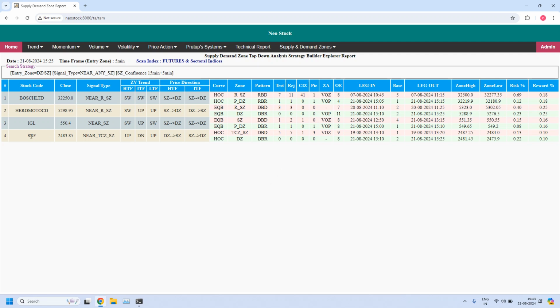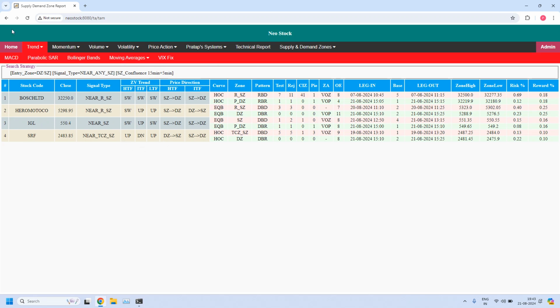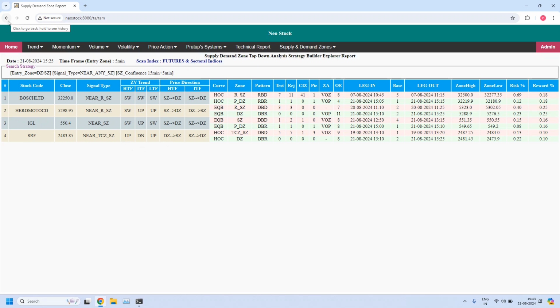Out of these 4, first one and the fourth one are already pierced. Even third one also. Oh, sorry, I am seeing in OE. Here, first one is pierced and the fourth one is pierced. So no use with these two. But anyway, let's verify how many of these are having confluence with even 75 minutes time frame.